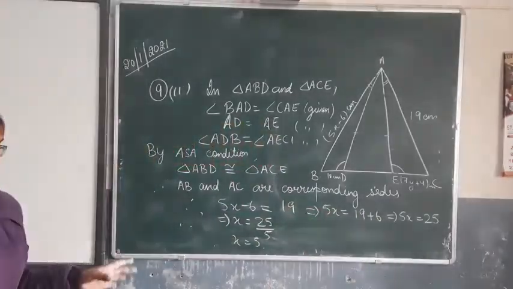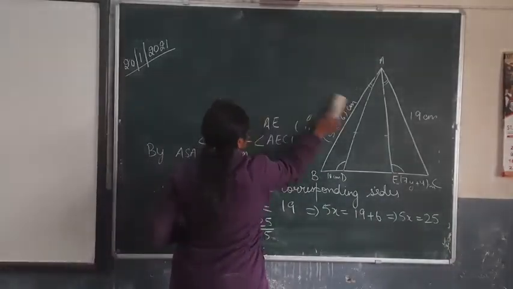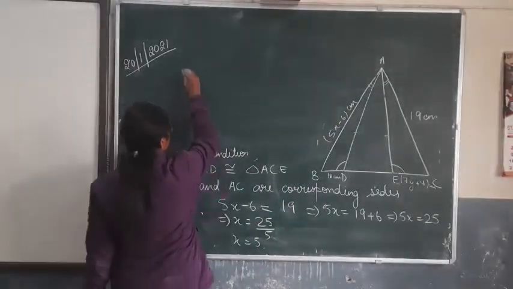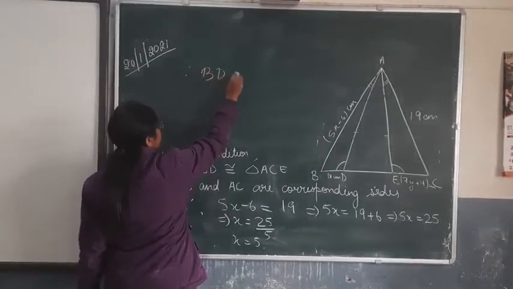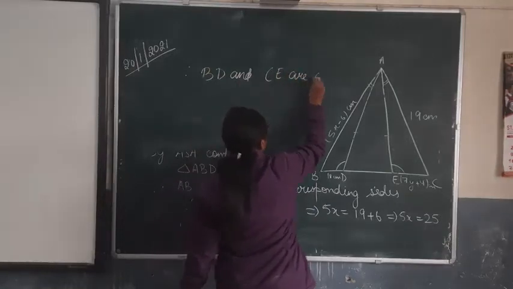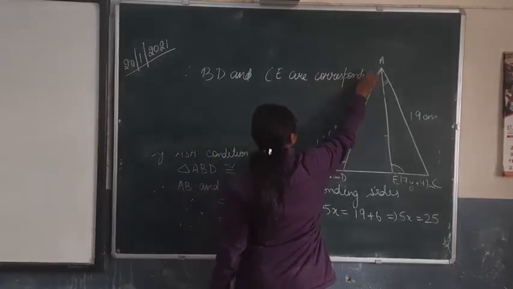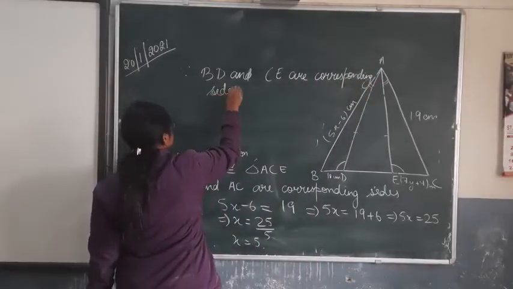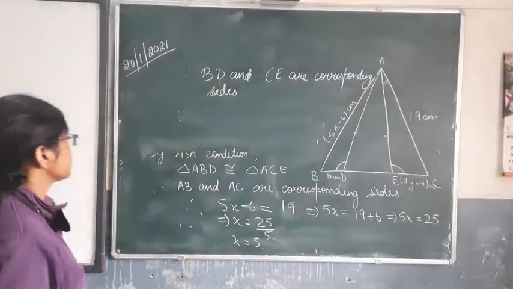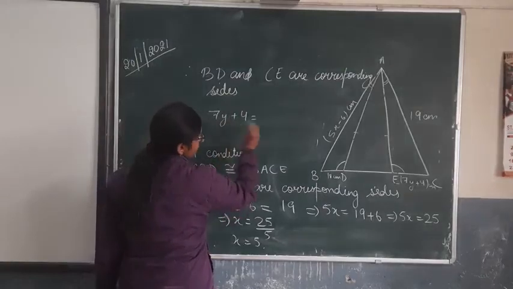For solving it, I have to rub the blackboard. So just write till here in your fair copy. So here write since BD and CE are corresponding sides, therefore 7y plus 4 is equal to 18 centimeter.